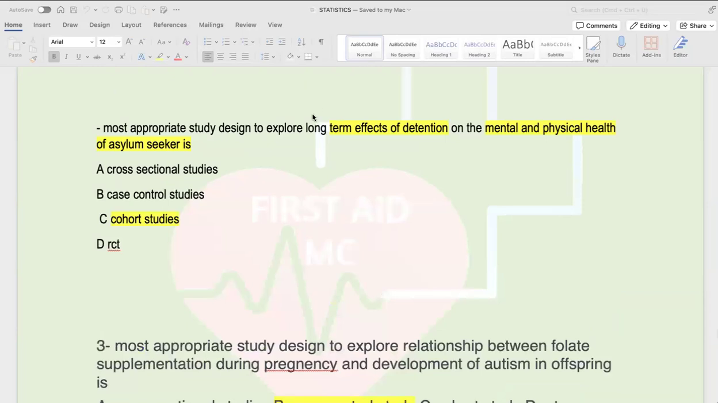What is the most appropriate design to explore the long-term effect of detention on the mental and physical health of asylum seekers? So they're asking about long-term effect. Whenever they're asking about finding out the effect, it means they're asking about the future. They already mentioned long term, which means we need to go to the future to find out the long-term effect, which means we are going forward. And that means we need to do a cohort study.